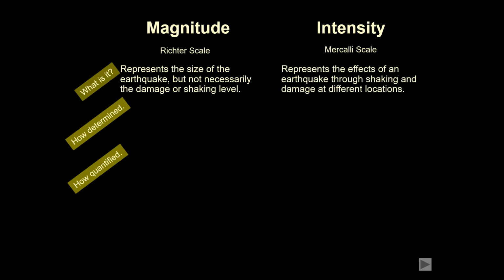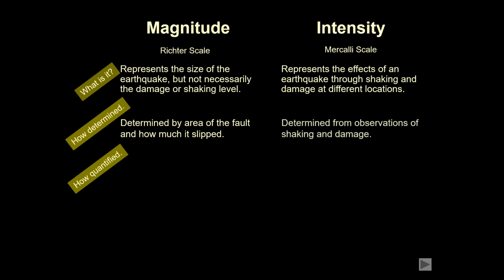The Richter scale represents the size of the earthquake, but not necessarily the damage. But Mercalli is actually representing damage. So make sure that you know the differences. The Richter scale is determined by the area of the fault and how much it slipped, and it determines the observation of the shaking or damage. You see that the Richter scale has decimal points, like 6.7, 1.2, 3.2, and 10 is the highest.